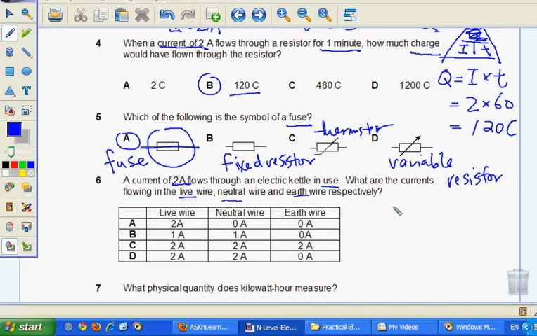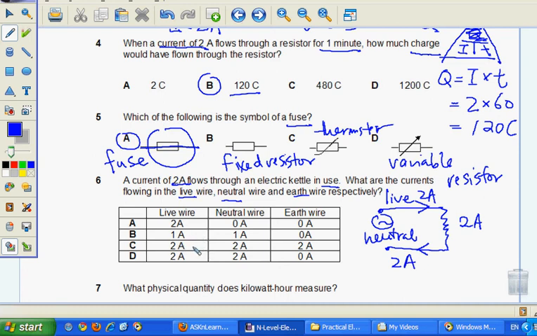We look carefully at how the live wire is connected. If this is my kettle, the live wire will be connected here where the current comes into the appliance, and the neutral wire carries the current that flows back into the AC supply. So live goes in and neutral comes out. If it's originally 2 ampere flowing through here, without any leakage of current, live will be 2 ampere and neutral will also be 2 ampere. So I am only left with option C and option D.